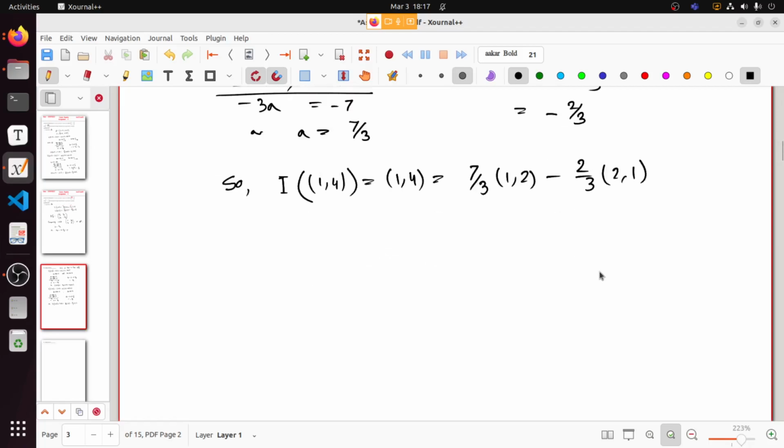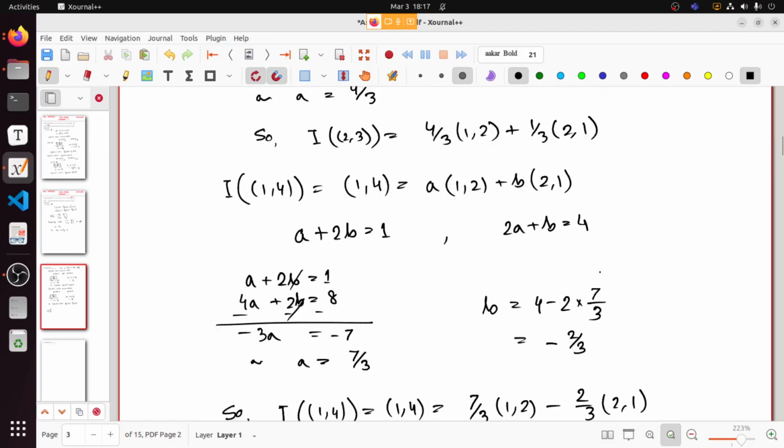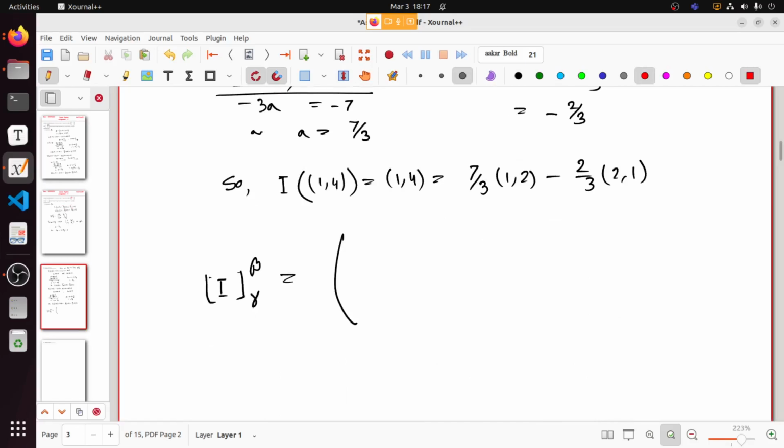So what will be the corresponding change of basis matrix? Let's write it: I with respect to gamma beta. What are the coefficients? Here it is 4 by 3, 1 by 3, and you have to write it in a column. So 4 by 3, 1 by 3. Next coefficients, 7 by 3, minus 2 by 3, also in a column.